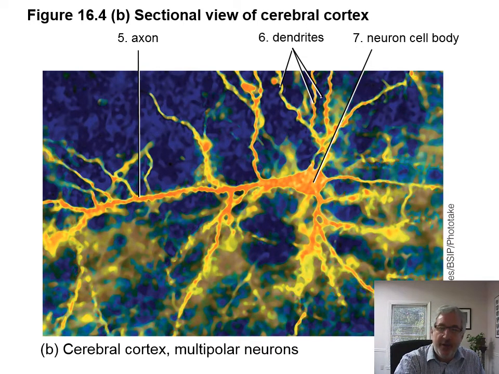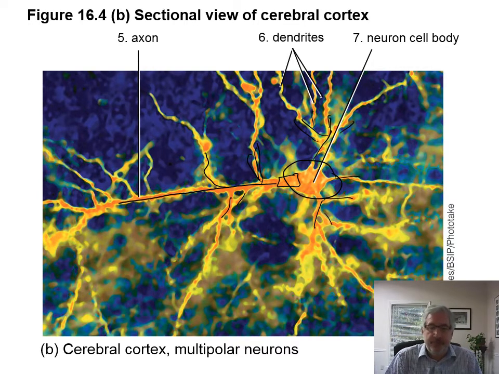Here's another view of the multipolar neuron. Here's the neuron cell body. I showed you this picture before. And here's the axon. Here's your axon hillock coming off of here. Here's your axon coming down here. And you see some axon collaterals coming off like that. And here are some dendrites coming off the neuron cell body. Next slide.